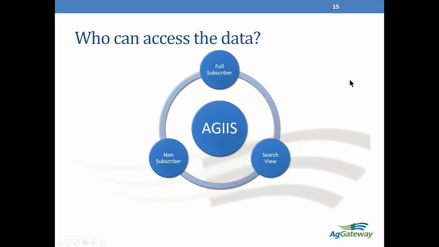So who can access this data? In the middle, you have the database, and we have full subscribers, which can come into AGIIS, and they can search and view, add, and update the database. We also have a concept of search and view. These are folks that can come in, look up an identifier, provide some information around an entity and get that identifier back, but they do not have the capability to update or add to the database.